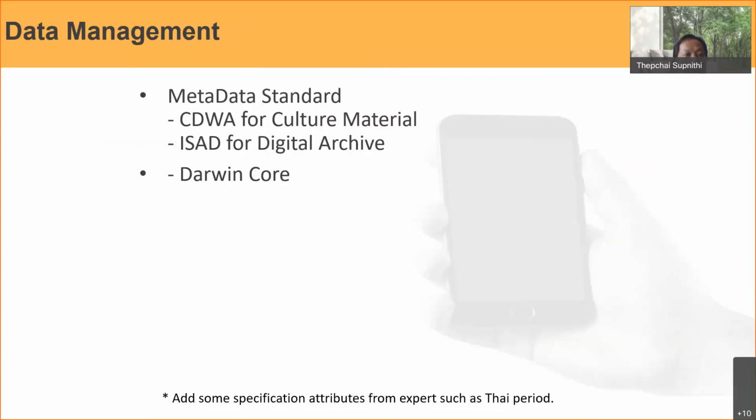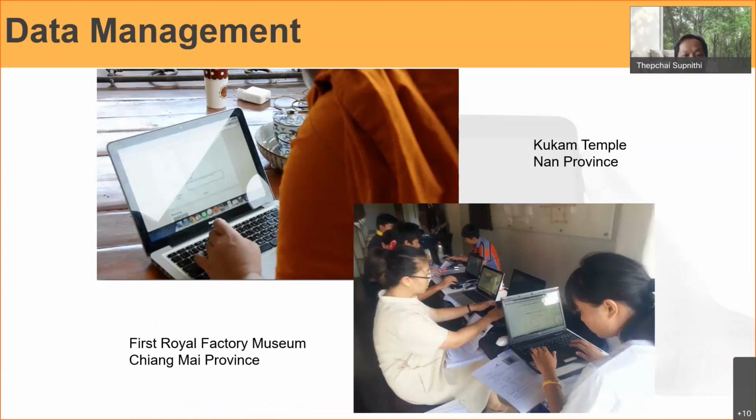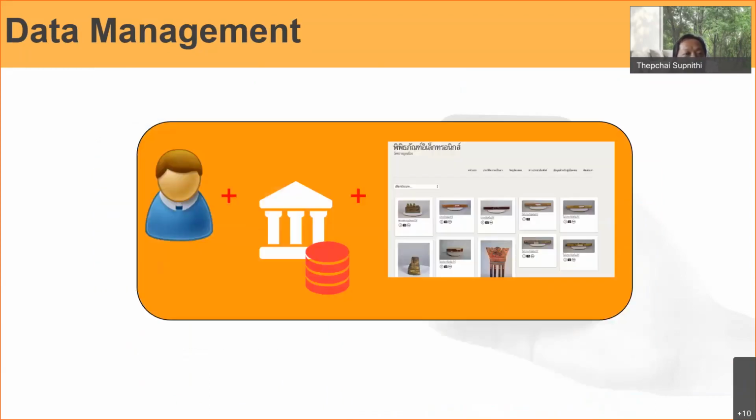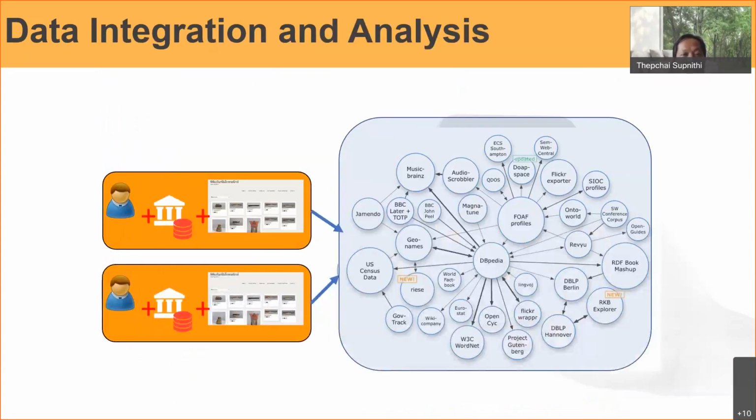The metadata standard, for example, in terms of cultural, we have CDWA and ISAD, and for cultural diversity, we follow the Darwin Core. This is some kind of data management. It is a very easy tool so that local people can use it. The key point is that we need to make it for non-IT people, to manage and make a museum and try to link data together.